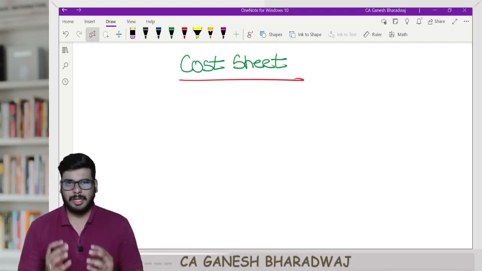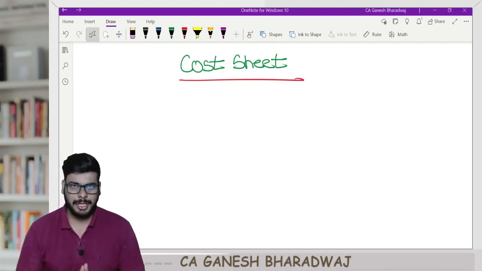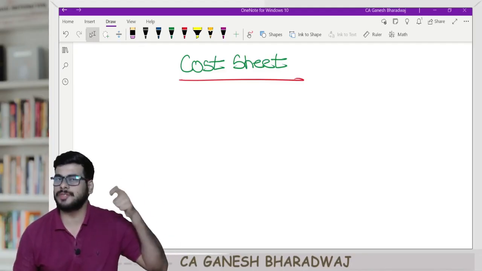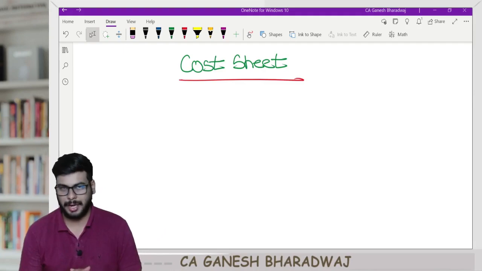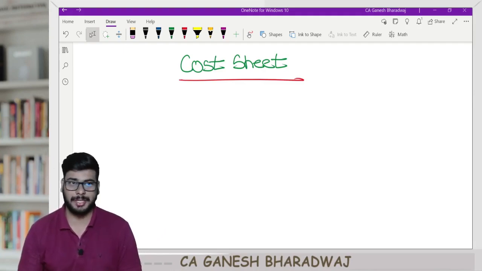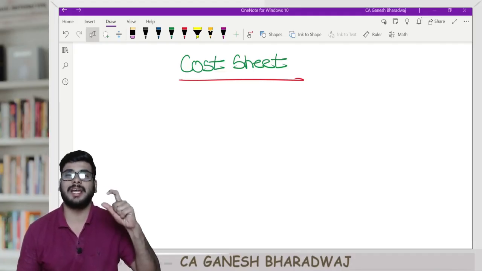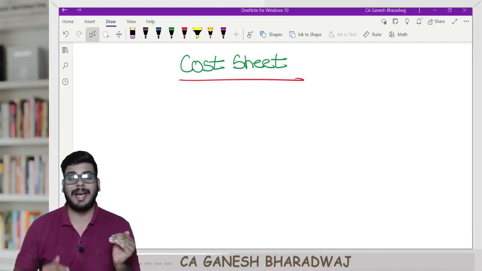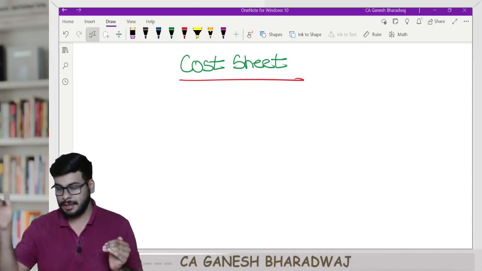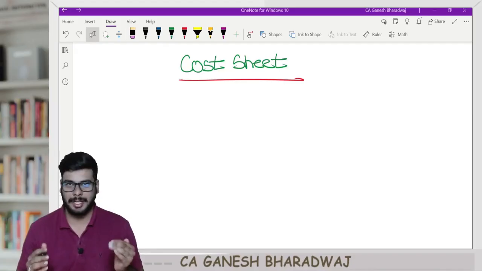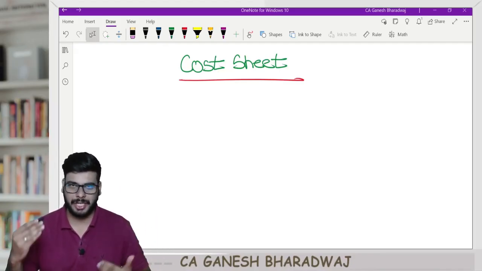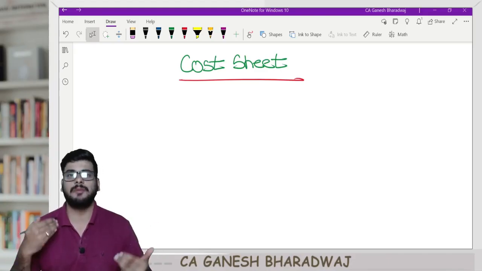Right now, this chapter, cost sheet, is the initial chapter that we would have started with in our regular batch. Now, one more very important thing about this chapter is that there is a slight difference in the cost sheet format followed for the purpose of CA Inter and for the purpose of CMA Inter. So both the institutes have some slight modification with respect to the format of cost sheet.